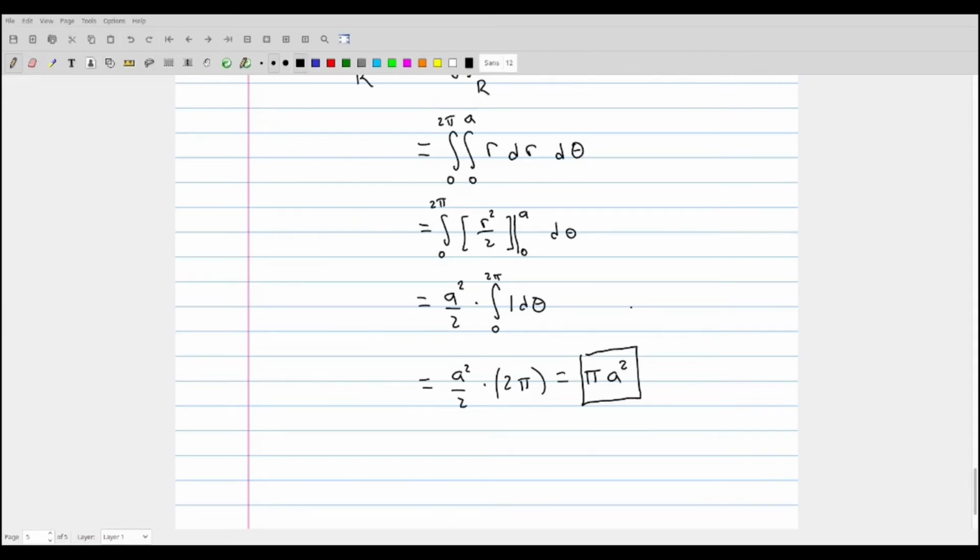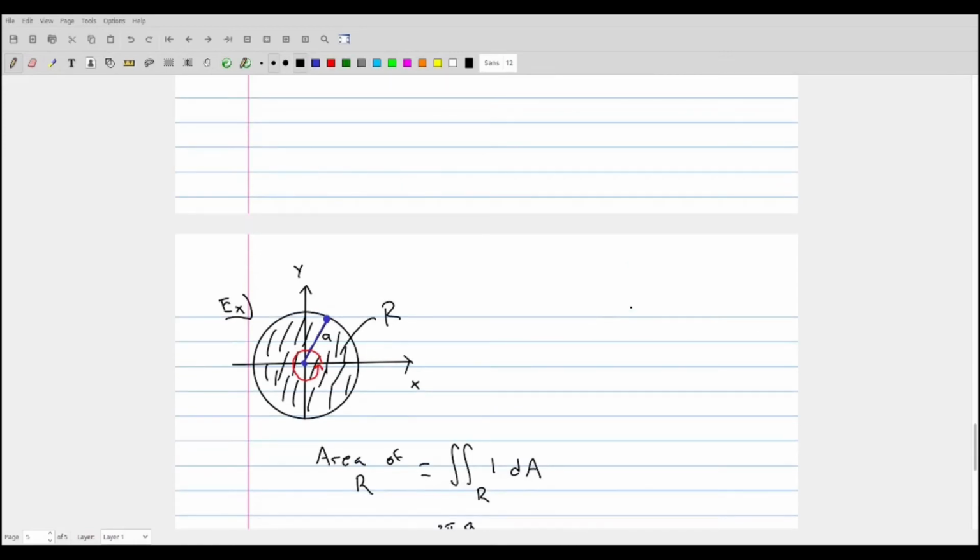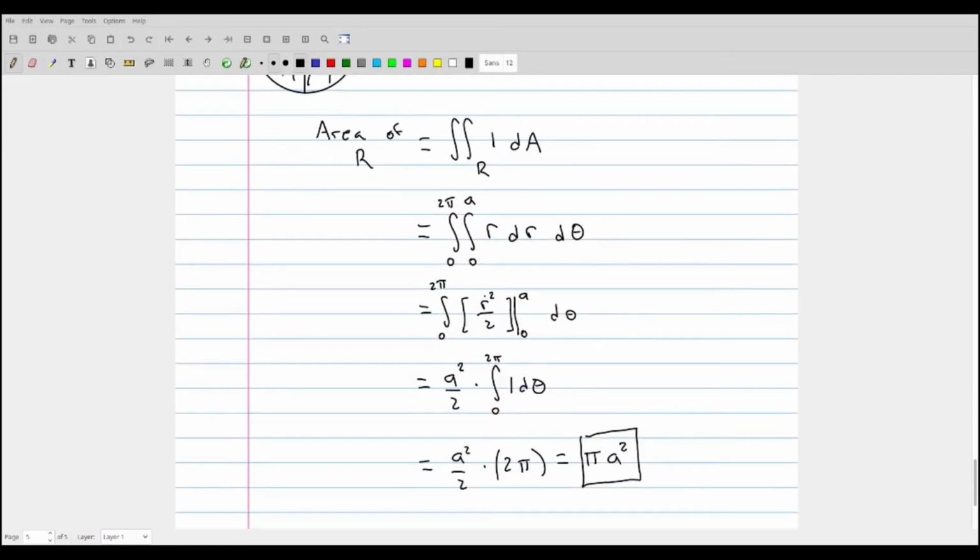or pi times r squared. So we've shown that the area of the circle is exactly equal to pi times the radius squared, which is the exact same result that we got when doing the integral in Cartesian coordinates, but we got it at much less cost. Right? It's much easier to evaluate.